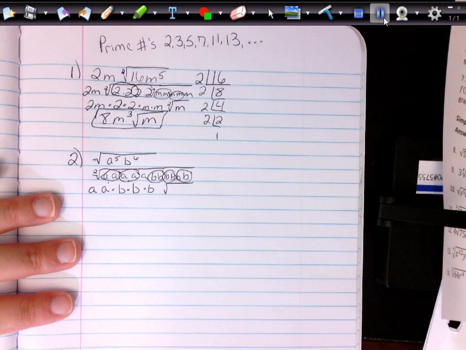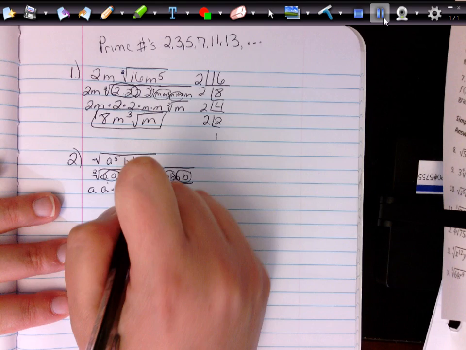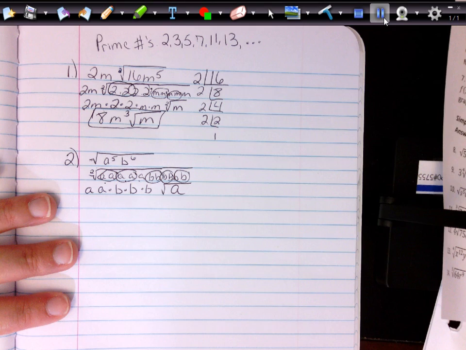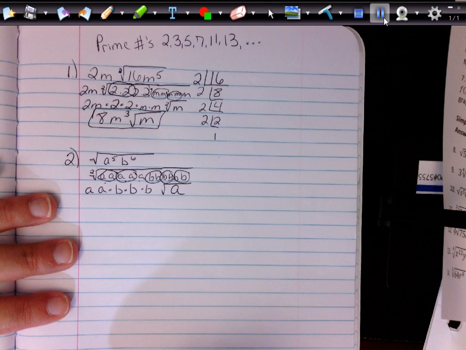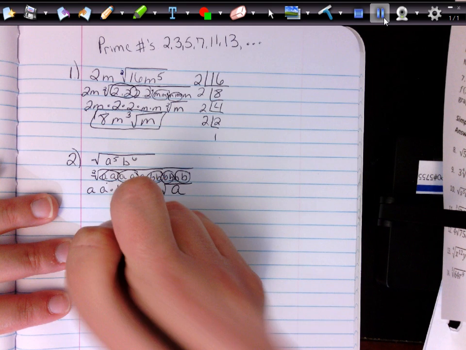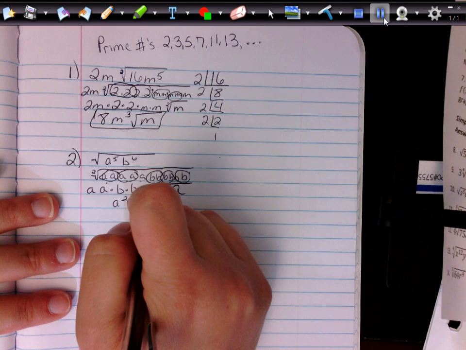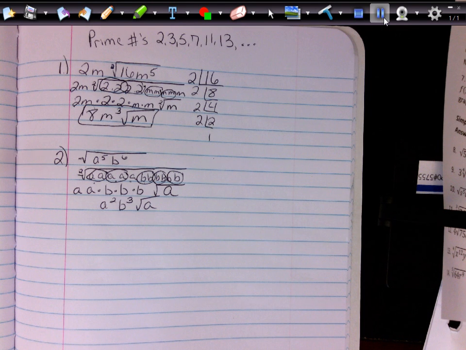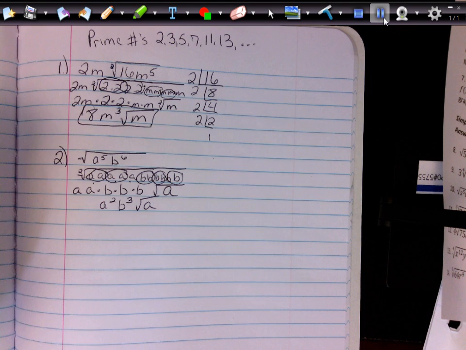And then I still have my square root symbol, and I still have a little a right here that's not been circled, so it has to stay underneath the radical. Clean this up just a little bit. A times a is a squared, and b times b times b is b to the 3rd, square root of a. Please make sure you have all of that written before you move on.